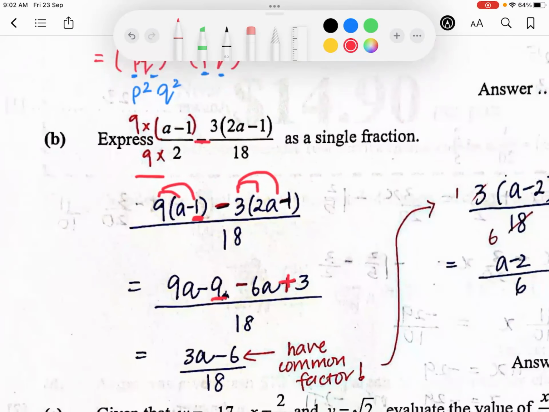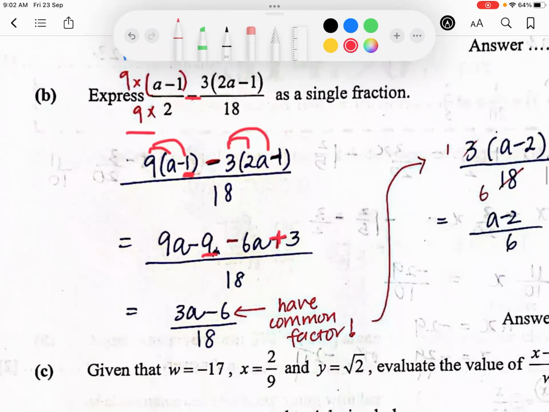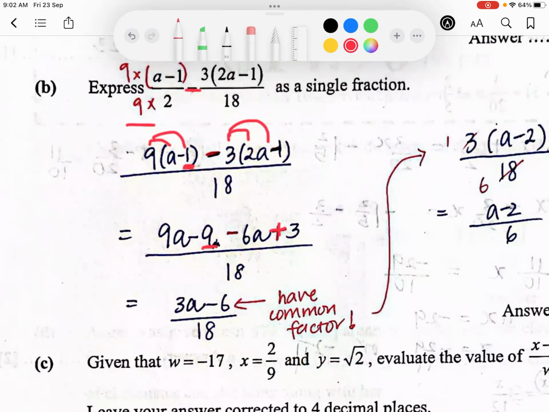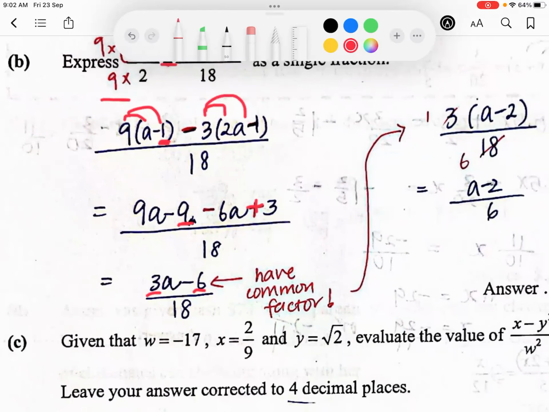Right, then simplify it. If your mental sum is not good, please use the calculator. Then the next thing is when you reach this answer, a lot of students will think conveniently, oh, okay, final answer already. No, must always have a good habit to check. Is there any common factor? So there is a common factor here, 3 and 6. Got common factor. So what we need to do, we need to factorize it out.